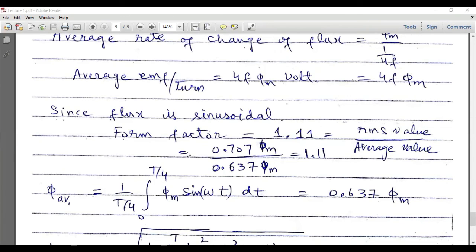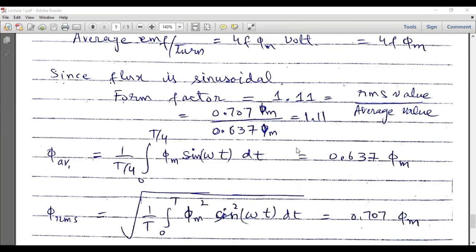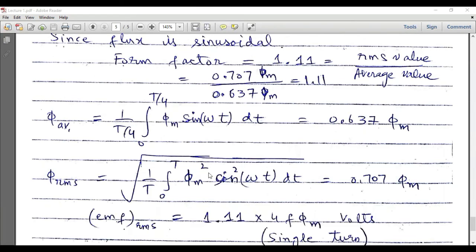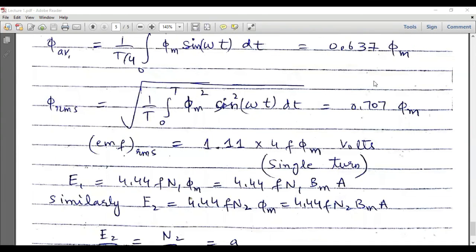So how come this average value is equal to 0.637 phi m? We have to do this integration from 0 to T by 4, quarter of a period, and divide it by that quarter of a period, and integrate, put the limit. So finally we will get 0.637. Similarly, we can calculate the RMS value of this flux by doing this integration, which is equal to 0.707 phi m. So their ratio will be equal to 1.11. So this is the RMS value of the induced EMF for a single turn.